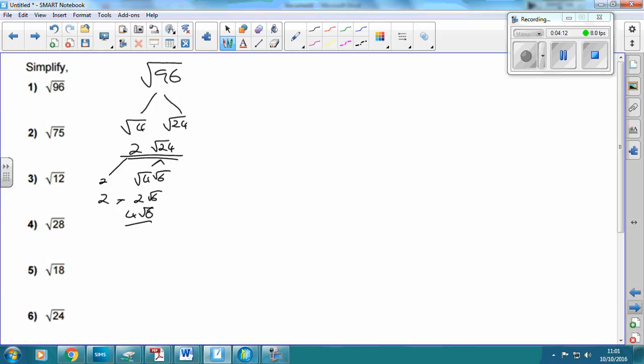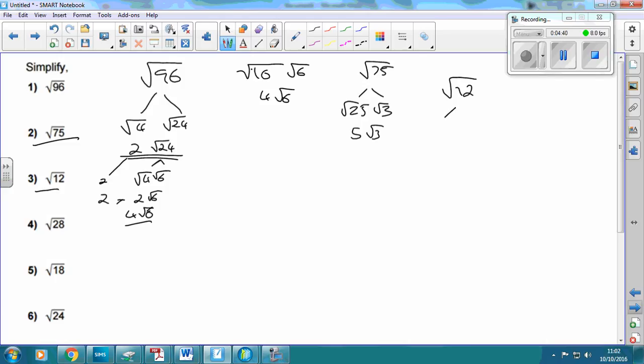And alternatively, what you could have done is you could have done square root of 16 times the square root of 6 and automatically gone to 4 root 6. The next one, square root of 75, I've already done that one. So the square root of 75 is going to be the square root of 25 times the square root of 3, which is going to be 5 root 3. The square root of 12 is the next one. So we can break that down to the square root of 4 times the square root of 3, which is going to be 2 root 3.